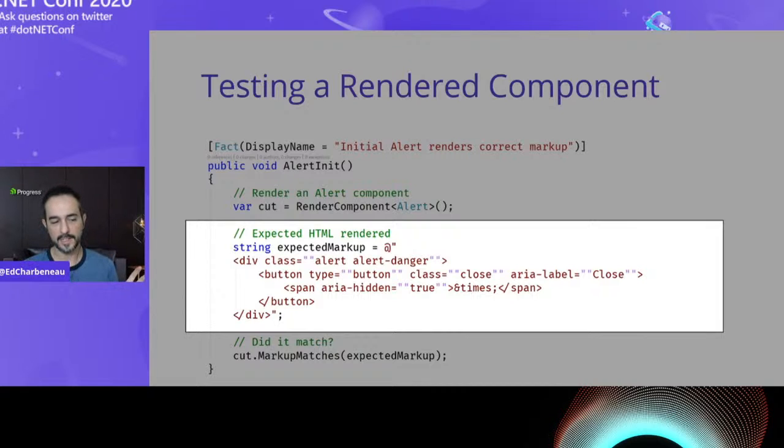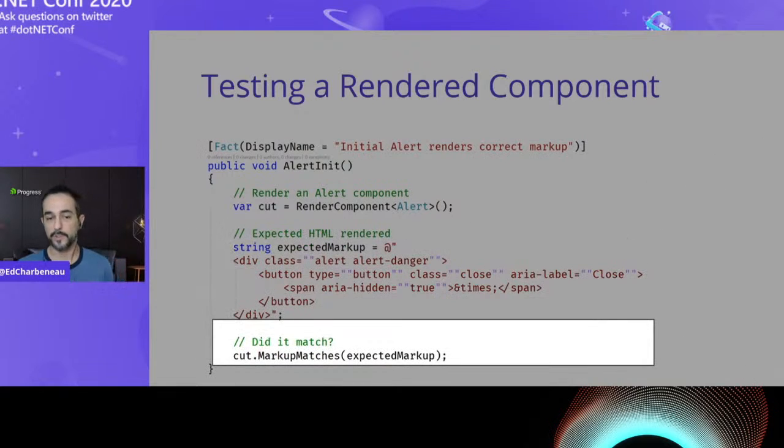So we have a div element with a button inside. We're going to make sure that it has the correct classes on it and everything, so that it would render in the browser appropriately. And then finally, we'll just check with a nice extension method here and say, did the component render correctly? Does it match the expected markup?